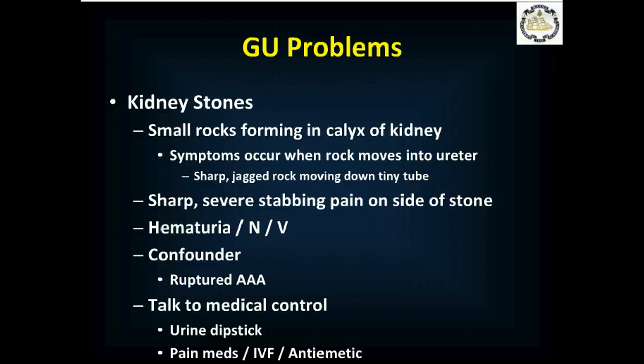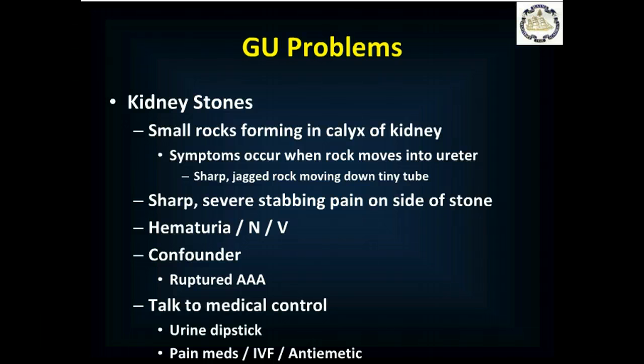Talking now about genitourinary problems. First one we want to talk about are kidney stones. Those are very common, and basically your kidney, where it collects all the urine, has a big open space called the pelvis, and it can make small rocks. And those small rocks just sit in there and are fine, and then when they start to slide down the tube that connects the kidney to the bladder, the ureter, you've got this little sharp, jagged rock about the size of a grain of sand sliding down through a tiny tube. And that can cause severe, sharp stabbing pain on the side of the stone.